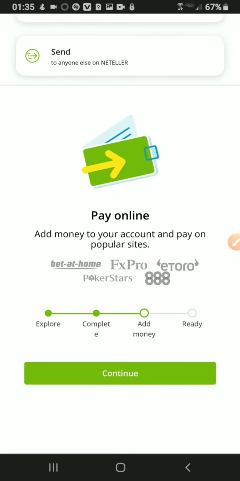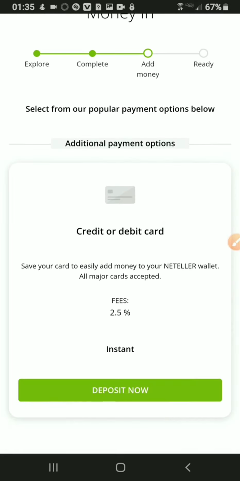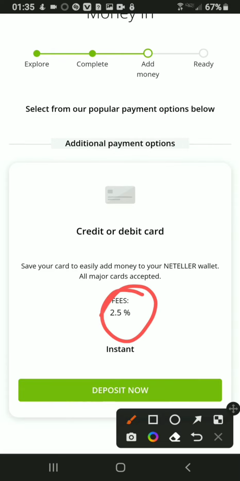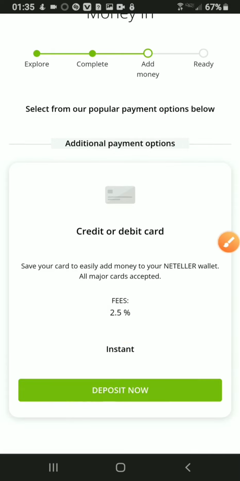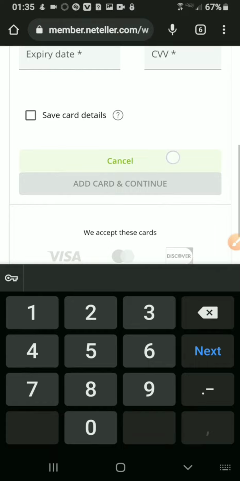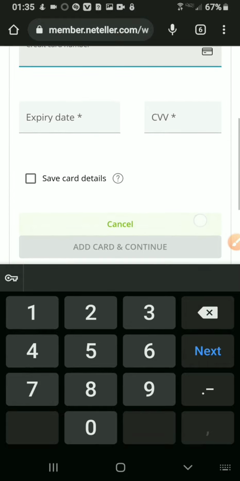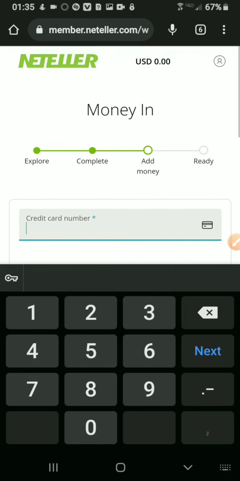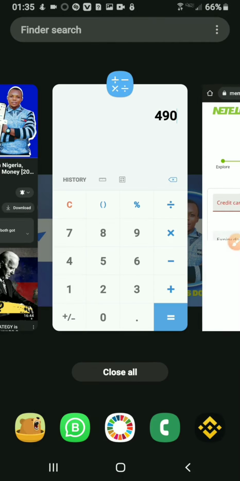Then you come down here, you can see continue, which is on add money. When you click on add money, you see that they are going to be taking a fee of 2.5%, which means $2.5 is going to be deducted from $100. If I click on deposit, it's going to take me to where I will add a virtual card that you are going to be getting from this virtual card provider that I'm talking about. You click on add card and continue, and the money will be deducted, and you are going to be having $98.5 in your account. Now let us continue.